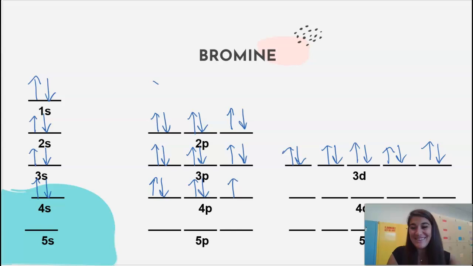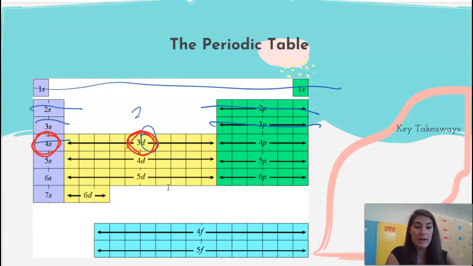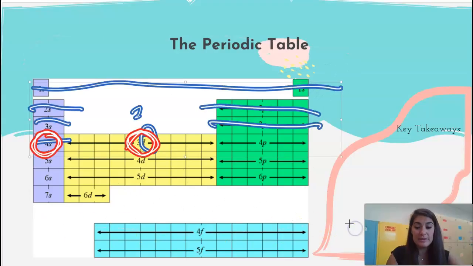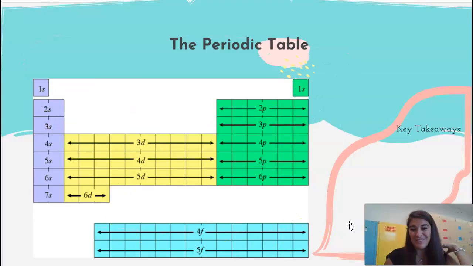All right, so there is bromine for you. A lot of arrows, a lot of work. It was 1s, then 2s, 2p, 3s, 3p, 4s, 3d, 4p. Okay, when in doubt, always reference back to this periodic table as you are learning this stuff to help you, and hopefully you've got those takeaways taken there. All right, y'all, you've got it.